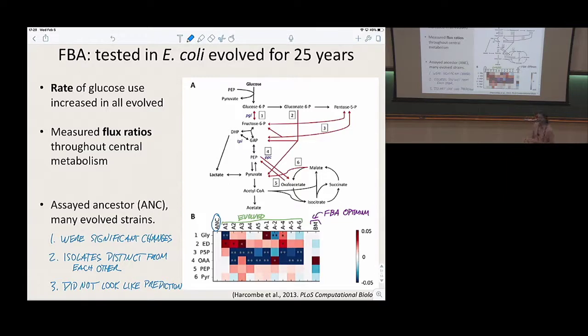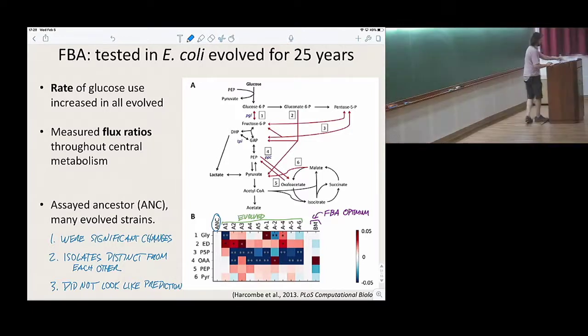And then lastly, how does it compare to flux balance predictions? This would have been the set of changes to reach the optimum. You can see, visually, right? That doesn't look much like that. Certainly, if anything, for a number of these fluxes, it seems to be in the wrong direction, right? So let's take a look at that.